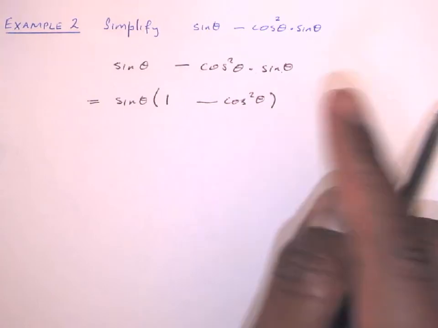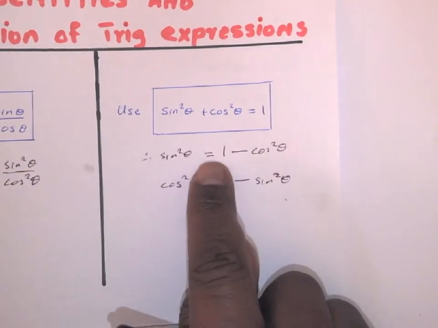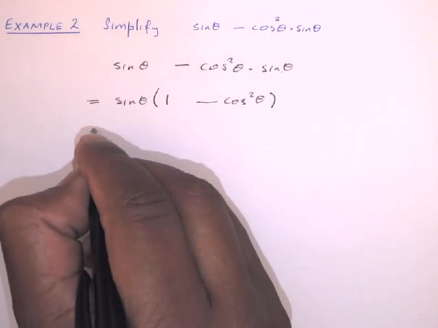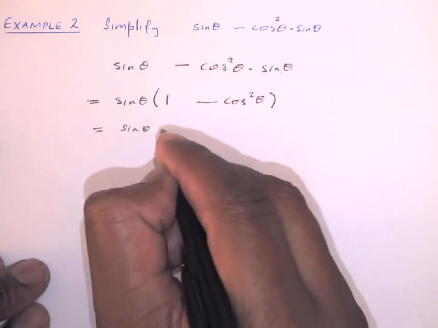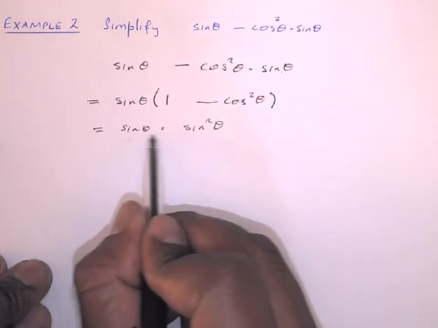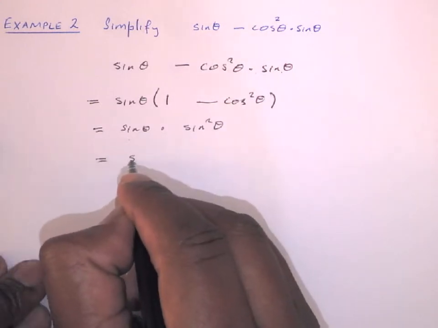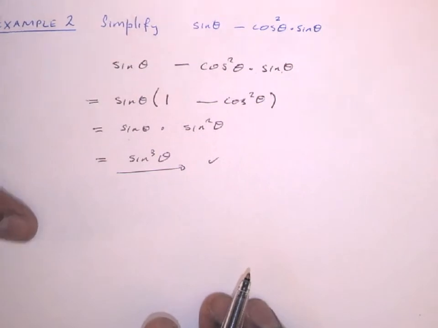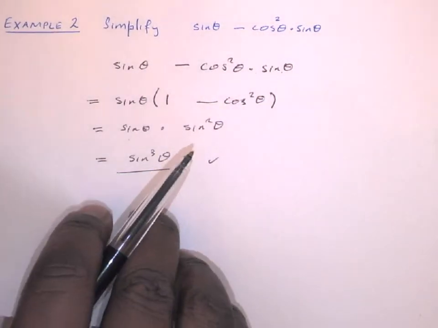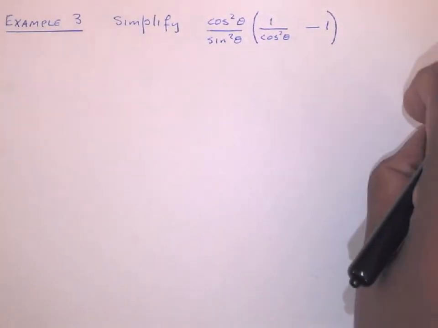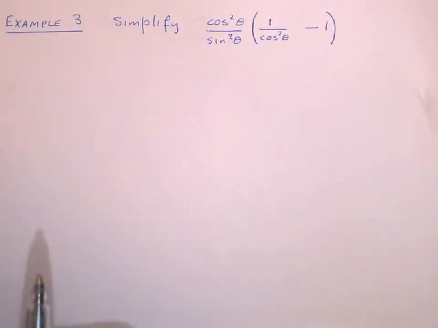We said there, sine squared theta can be written as 1 minus cos squared theta. So 1 minus cos squared theta is sine squared theta. So this thing is sine squared theta. So this is sine of theta, which is multiplying the sine squared theta. Now sine theta times sine squared theta is sine cubed theta. Done. Let's look at another example. As long as your algebra is good, these things get easier. But you can practice even if you're struggling. Let's look at this one.